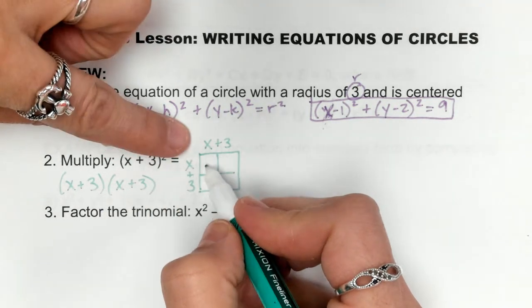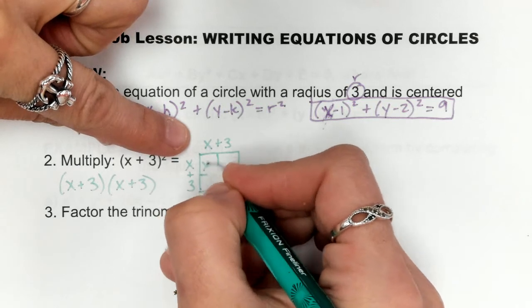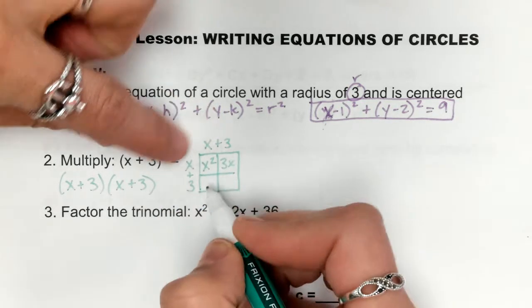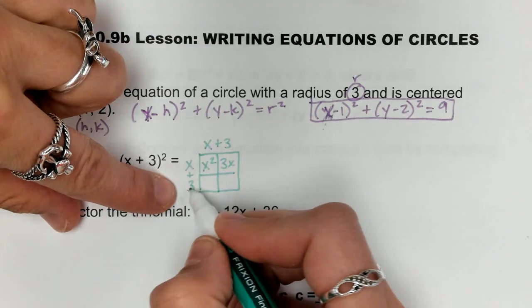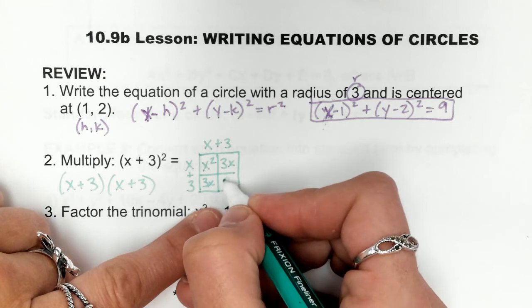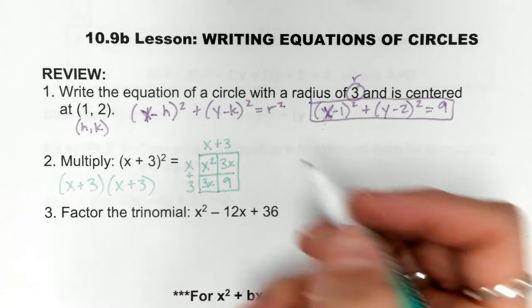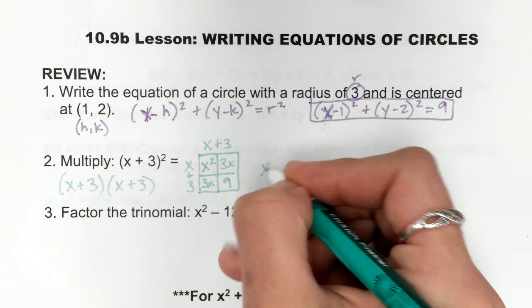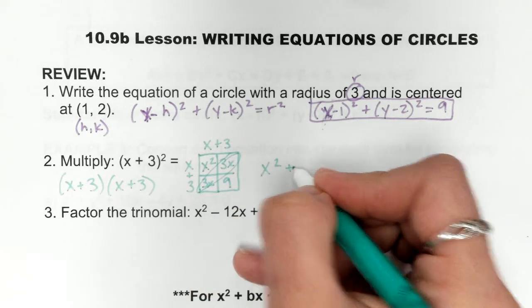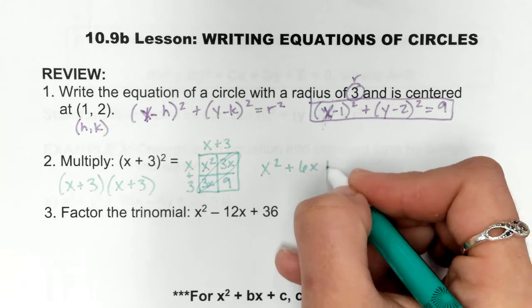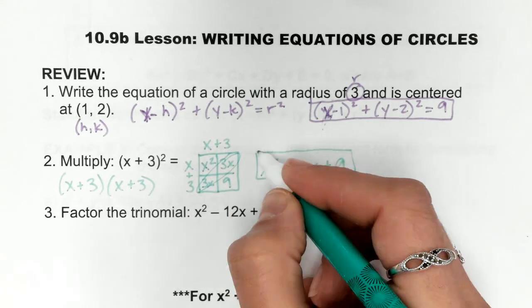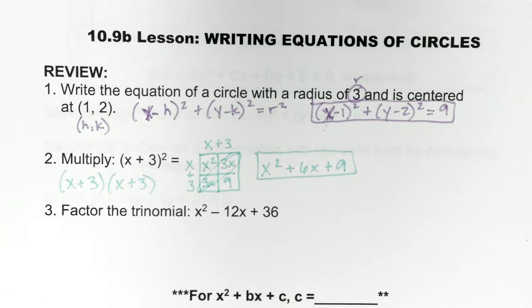So we go to each square. x times x is x squared. Over here we have 3 times x is 3x. Down here we have x times 3, 3x. Right here, 3 times 3 gives us 9. Then we come over here and say, okay, we had x squared, we had two 3x's, so that means 6x, plus that constant of 9. So there's our multiplying right there.